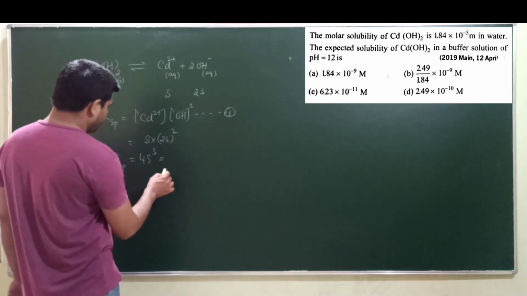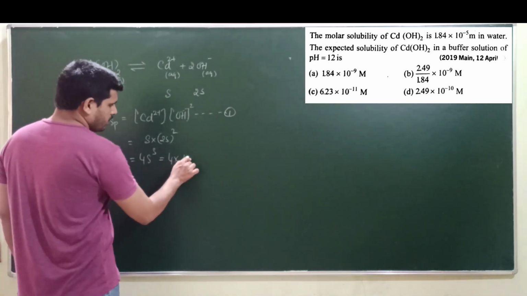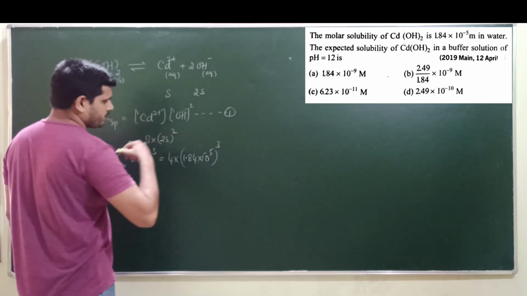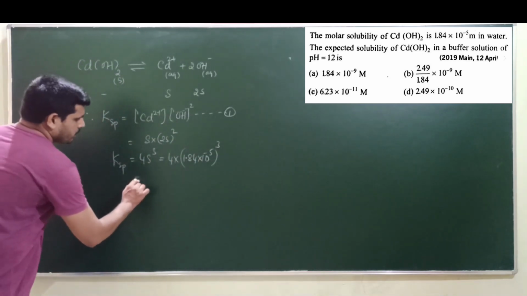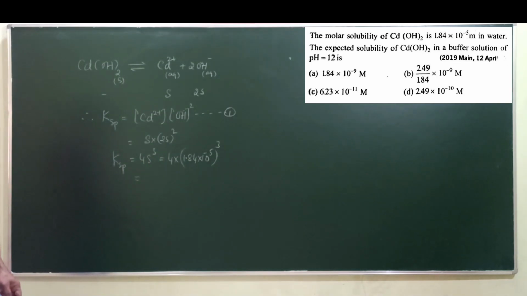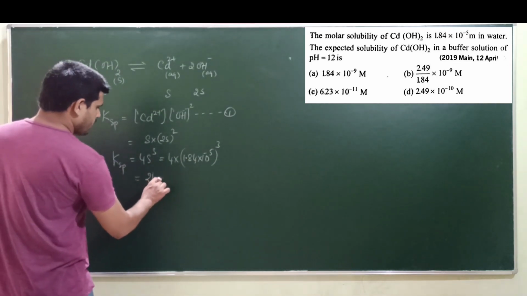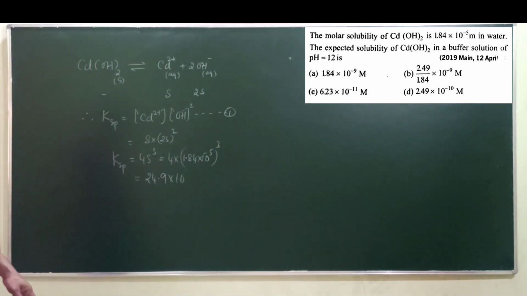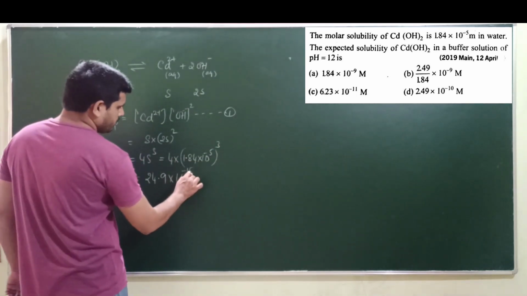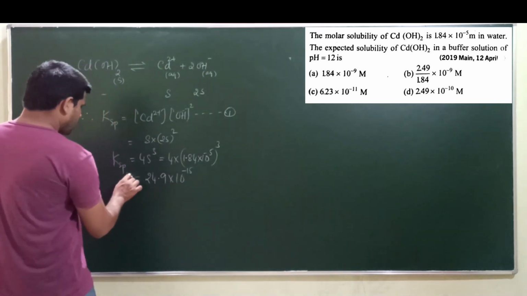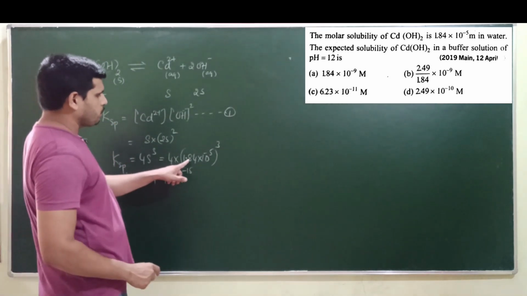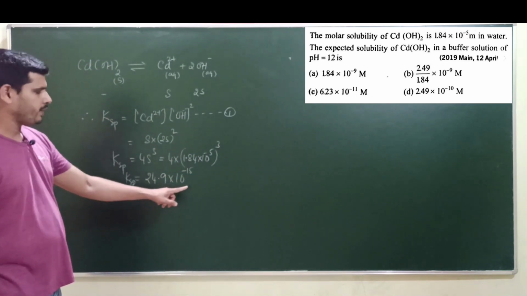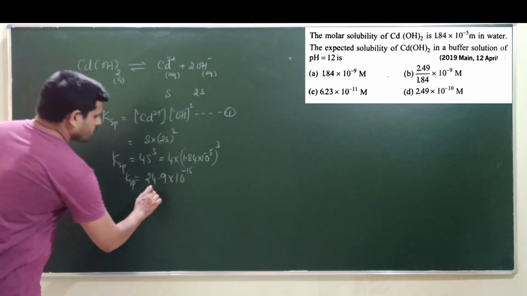How much solubility is given? 4 into (1.84 into 10 to the power of minus 5) the whole cube. Fine. So when you solve for this, you will get the answer as 24.9 into 10 to the power of minus 15, as a solubility product. So 1.8, almost 2, cube. 1.8 cube into 4 will be 24.9 into 10 to the power of minus 15. So this is the Ksp value.